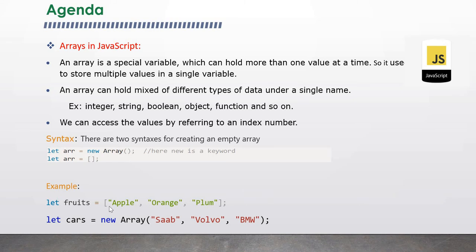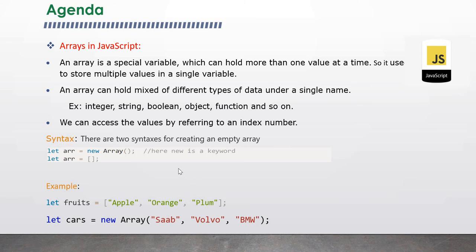Inside the brackets you can pass some values, like let cars equals new Array, and then whatever your data or multiple values are. Or you can declare it a much easier and more common way: let arr equals, and inside brackets you pass your values or data, like let first equals apple, orange, palm. This second one is more frequently seen in terms of use case. Most people follow this syntax, but it's up to you. You can even use the first one with the new keyword.